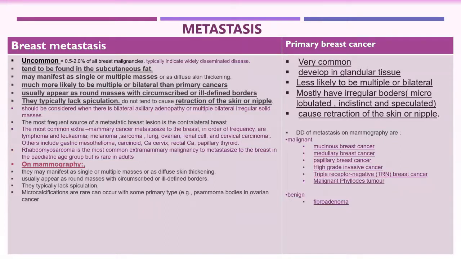Primary cancer has an irregular border: microlobulated, indistinct, or spiculated. While the metastasis usually has a regular shape, oval or round, and is usually circumscribed, but can be just indistinct.